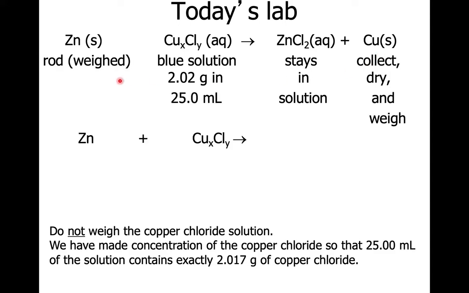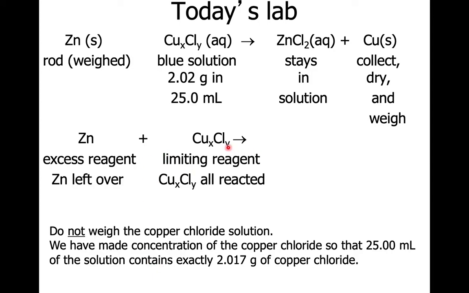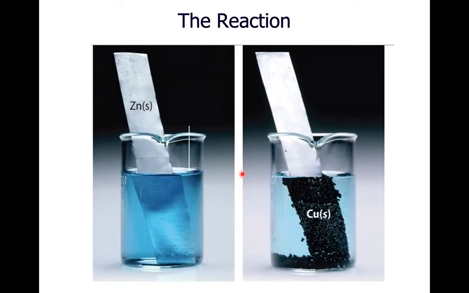Okay, so what you're going to do is weigh your zinc rod at the beginning, and finally you're also going to collect, dry, and weigh the copper that's present at the end. From this, you'll be able to figure out what X and Y are in this expression. Also, I want to point out that the zinc is the excess reagent in this reaction. We've intentionally given you more than enough zinc, so you're going to react with all the copper. Copper is the limiting reagent.